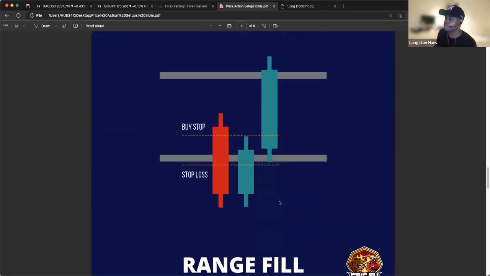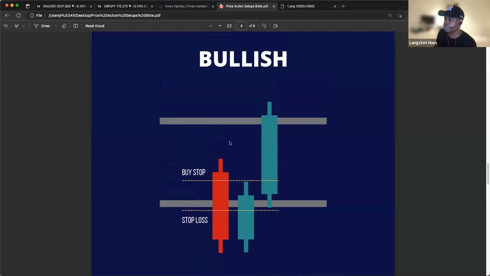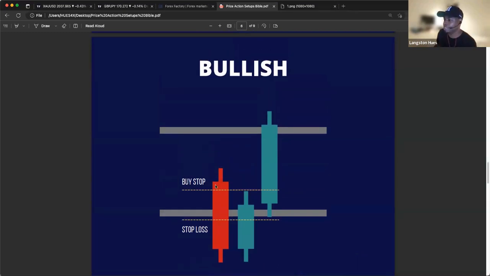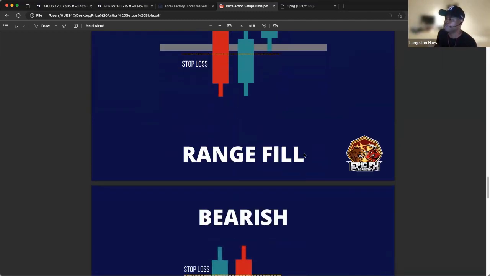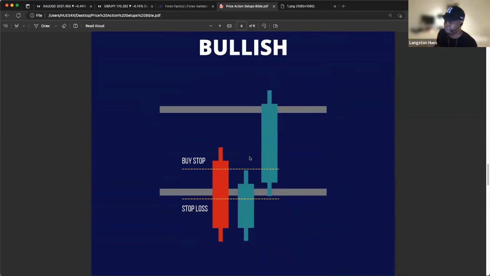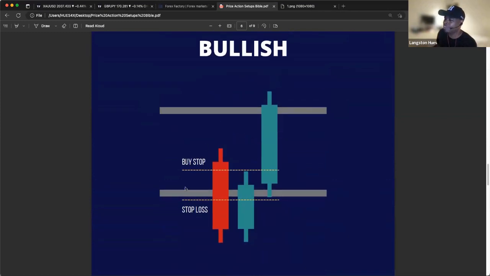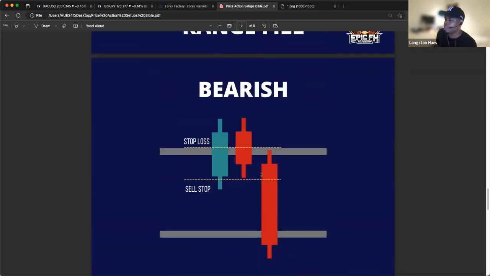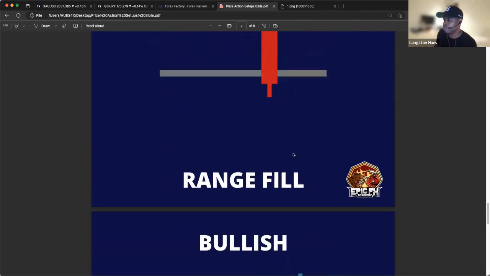Literally these four setups. This is a range fill, which is a false breakout or a fake out. Price actually closes outside of the range, but the next candle closes right back into the range to drive up and to continue the move. For the range fill setup, I think I have like a 100% win rate. Then you have the bears version as well. Price closes outside of the range, closes back in the range, and the next candle drives, breaking the low of the previous bearish candle.